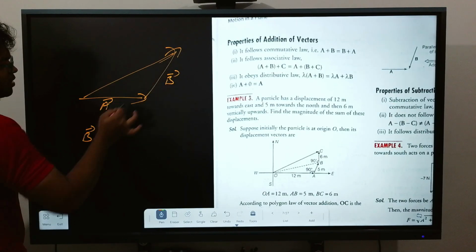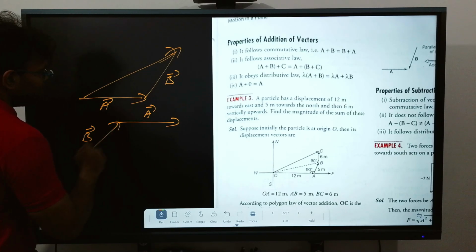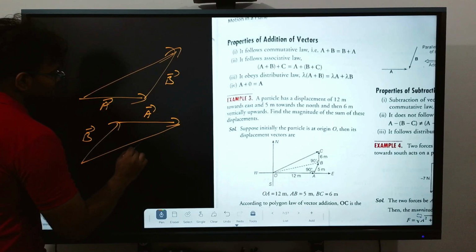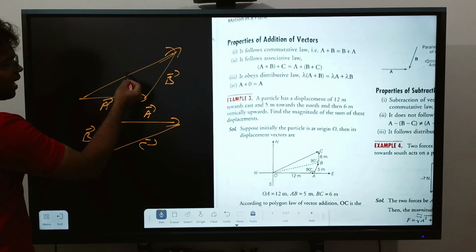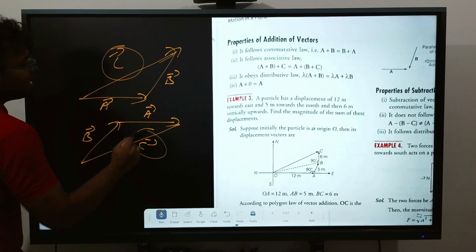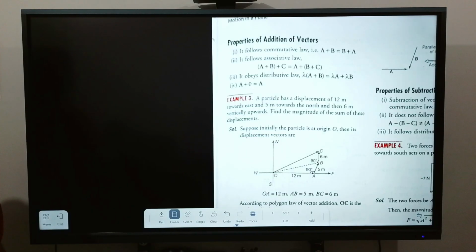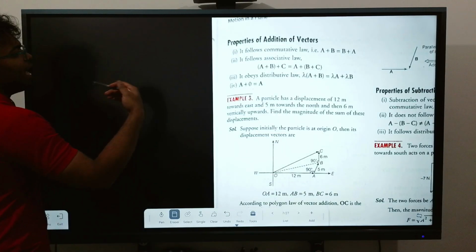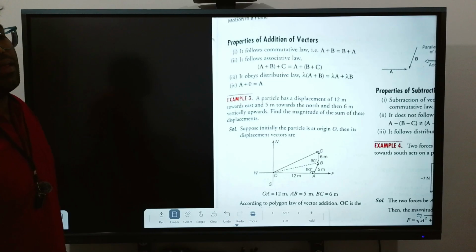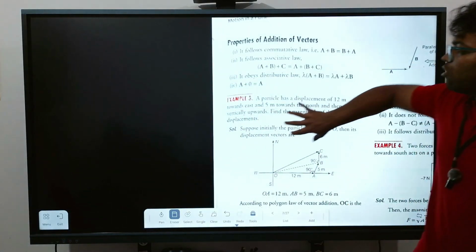They are parallel to each other. This is the A vector. So B vector plus A vector gives you the C vector. These two are parallel. This is also the C vector. So basically, they follow the commutative logic. Similarly, A plus B plus C is the same as A plus B plus C. So they follow the associative logic also.